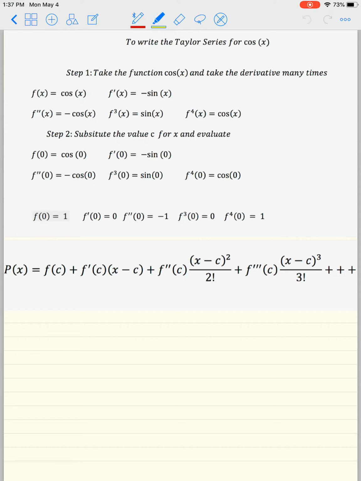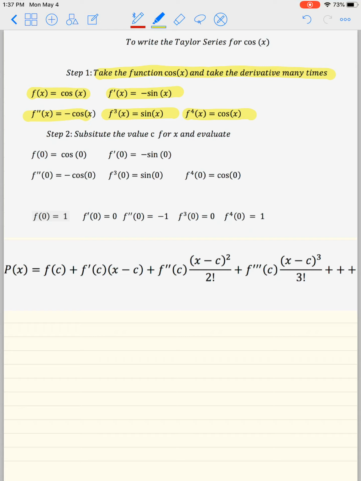So once again, to write the Taylor series for cosine x, we are going to take the function cosine x and take many derivatives. F of x is cosine x. The derivative of cosine is negative sine of x. Derivative of negative sine of x is negative cosine of x. Now the third derivative is sine x, and we get back to the original. So I'm going to stop there.